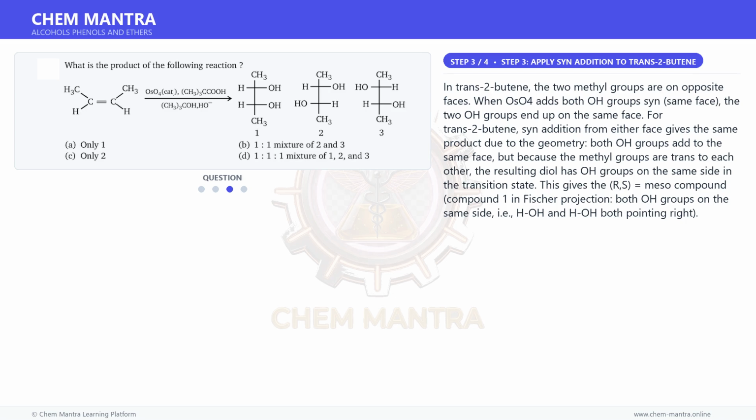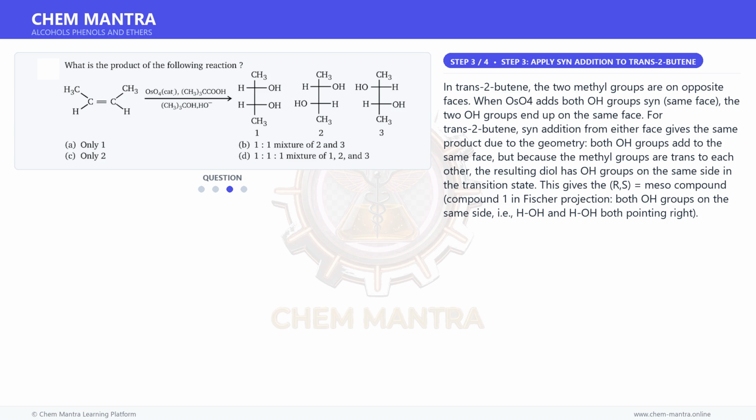In trans-2-butene, the two methyl groups are on opposite faces. When OsO4 adds both OH groups syn, on the same face, the two OH groups end up on the same face. For trans-2-butene, syn addition from either face gives the same product due to the geometry.